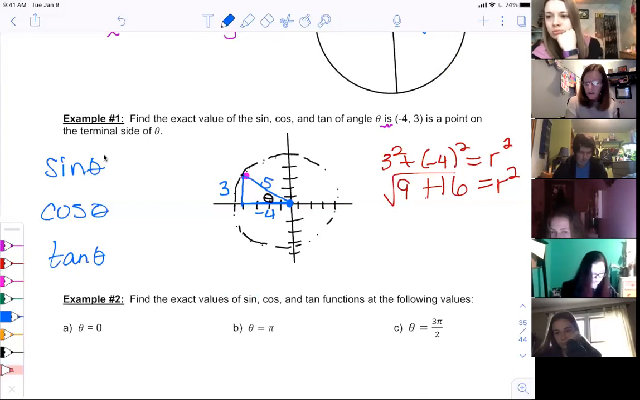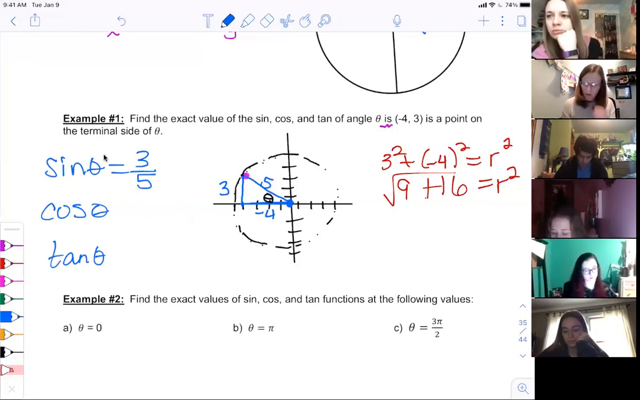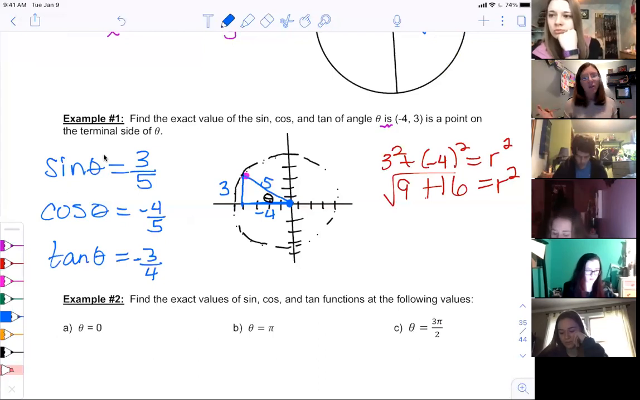So Darby, what would the sine of the triangle be? It will be 3 over 5. Yeah, which is opposite over hypotenuse, or it's y over r. How about the cosine, Darby? -4 over 5. And then the tangent? It will be 3 over 4, sorry. 3 over -4. Yeah. And notice now the only difference from what we did on Tuesday versus what we're doing today is that my values could be negative. And it's, again, negative based off the location of that ordered pair. And that's it. Questions?